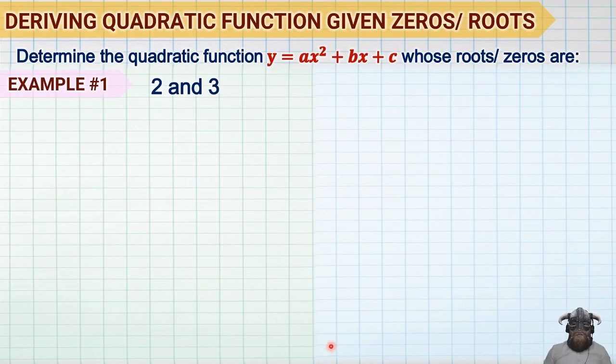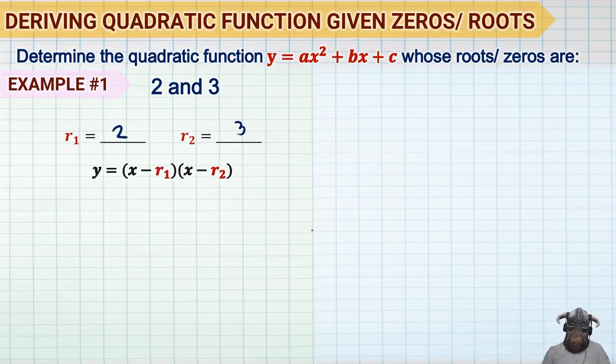So let's have example number 1. The instruction says determine the quadratic function in the form y is equal to ax squared plus bx plus c whose roots or zeros are. So in example number 1, we have the roots that is 2 and 3. So to answer this one, first, we have to identify which one is R1 and R2. Or it's up to you. So you can reverse or follow the given as well. So we can just set 2 as R1 and R2 will be positive 3.